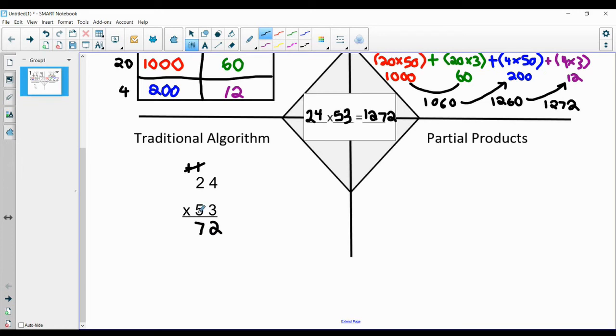Now I'm going to multiply my 10s and my 1s and my 10s and my 10s. This 5 means 50, so I need to have 0 here as a placeholder. 5 times 4 is equal to 20. 5 times 2 is equal to 10, plus 2 is equal to 12. And finally, add my numbers together. So 24 times 53 is equal to 1,272.